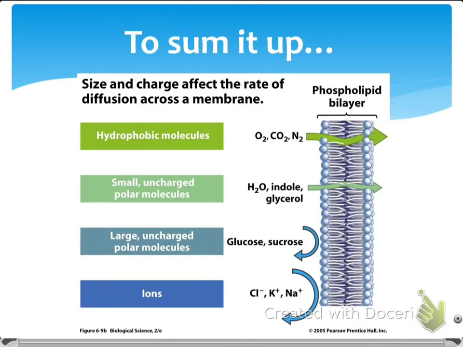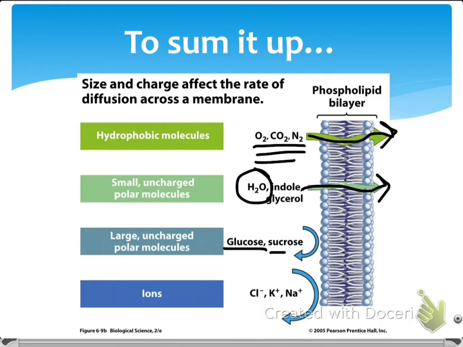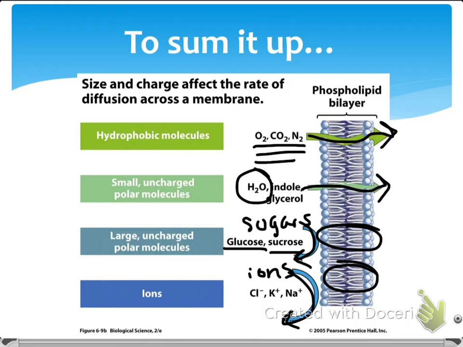So big picture. Your hydrophobic molecules, which are your gases, can just go straight through. Water can also just go straight through. Okay? Things like glucose, sucrose, which are sugars, and ions need a protein to work. So you'll see them in this picture turning away because they can't fit through the membrane. So just remember, the smallest stuff can fit through, the larger stuff needs a protein.